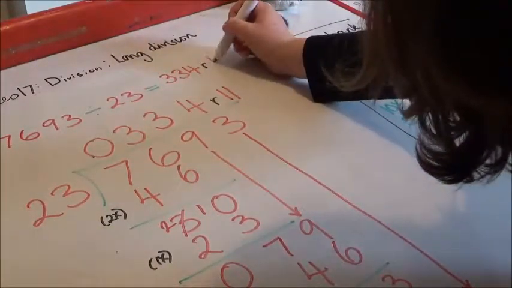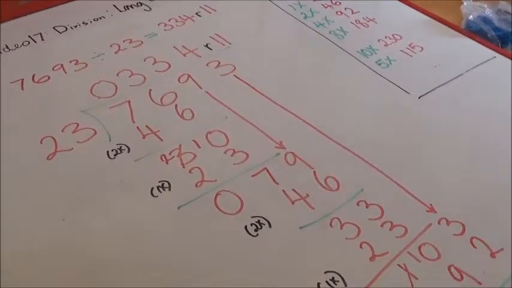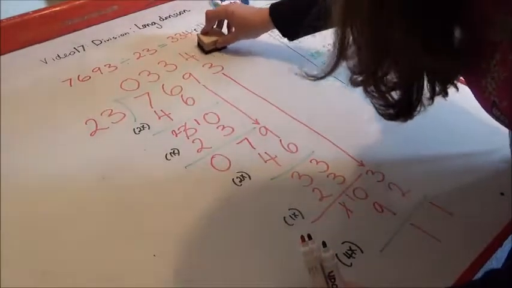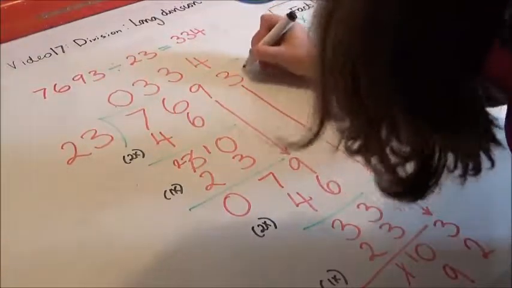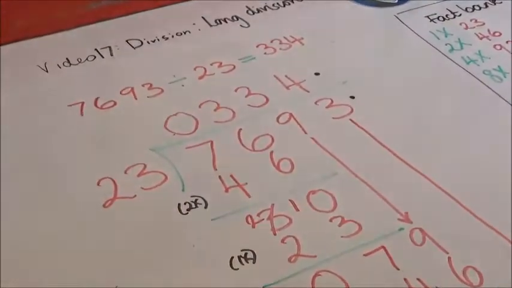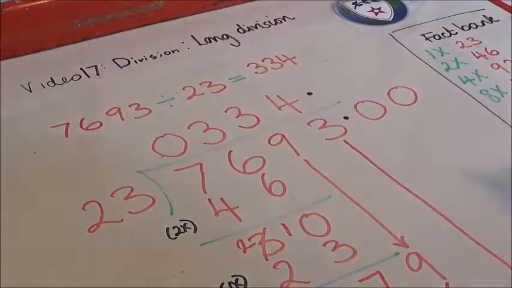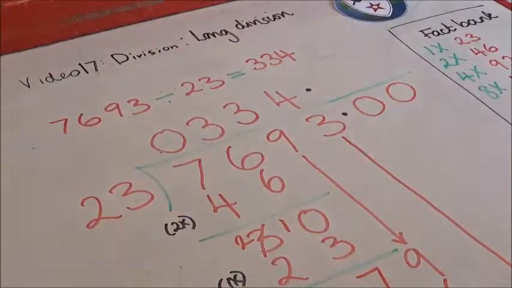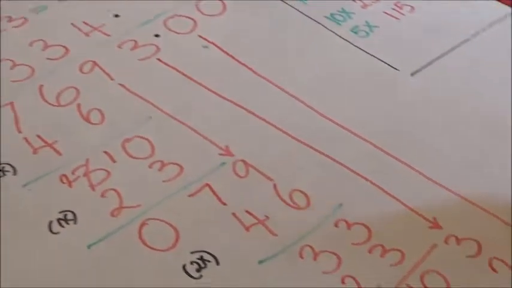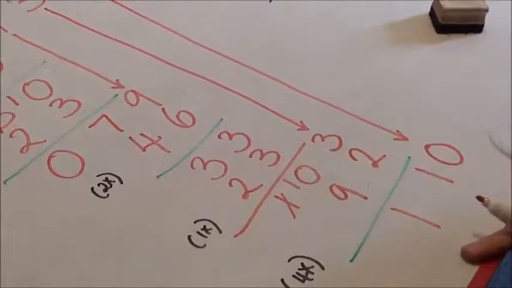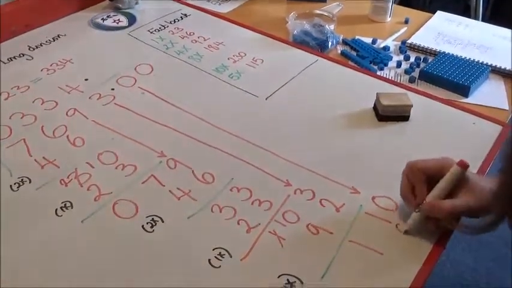Now, just as Mr. Slay was talking about before with the bus stop method, we could carry on further from here. We could get rid of this remainder here, put in our decimal points, and put a 0 for the tenths, a 0 for the hundredths, so that we could use a decimal. So I'm going to bring, wrong colour. I'm going to bring this 0 down here. How many groups of 23 can I get from 110? Can't get 5, I can get 4. I'm running out of space.